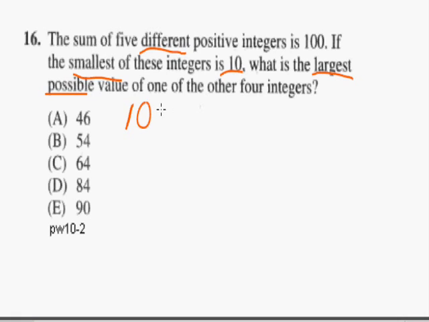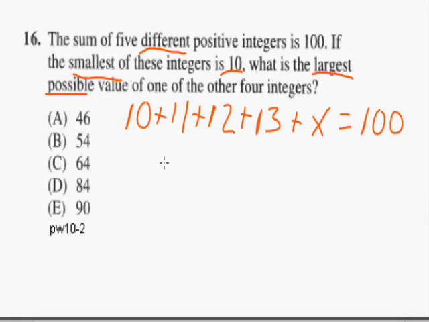So the smallest is 10. What's the next smallest? 11. What's the next smallest? 12. What's the next smallest? 13. Plus what we're going to solve for, x. We know that adds up to give us 100. Again, they're different positive integers. It didn't say even or odd, so we could go with 10, 11, 12, and 13. Those are the four smallest possible integers, which would give us the largest possible value of x.